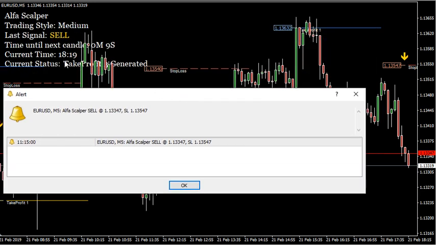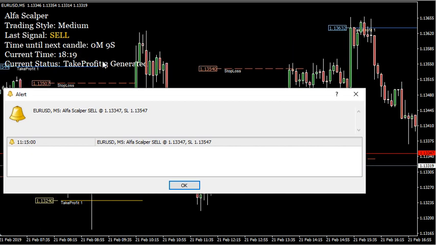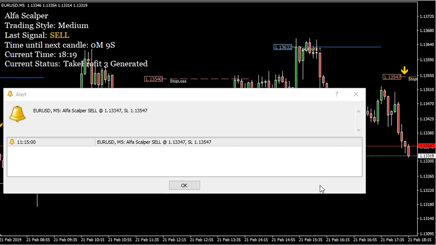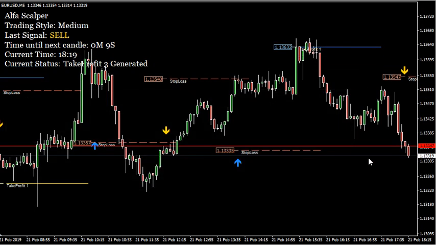What does this say? See, it says current time is 18:19, but you can see that on my thing here, it's 11:15. Don't know why it does that. Take profit 3 generated. I think that's in the last trade maybe, unless it's here somewhere that I can't see. I don't know. We'll get rid of this for now. We have it here, and let's see what happens. So, let's just take a look. This was a short trade.